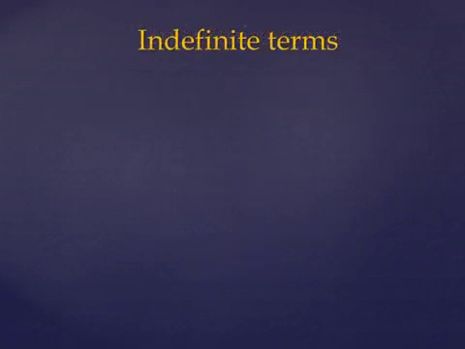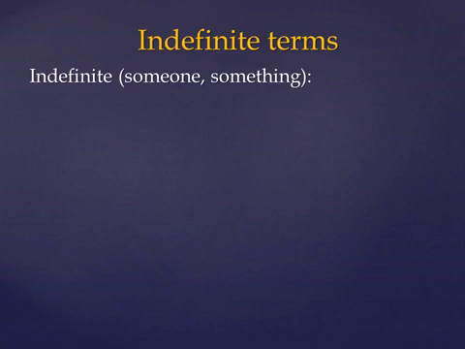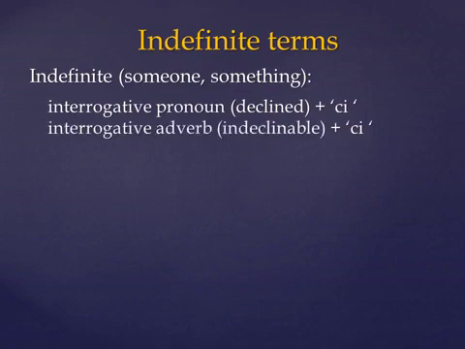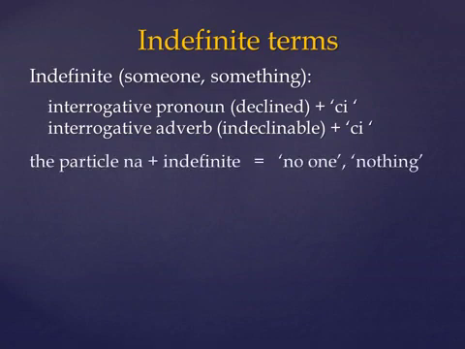So hopefully, indefinite terms in Pali don't present us with many problems. We've seen that indefinite pronouns, like someone or something in English, are created in Pali by combining the interrogative pronoun, which is declined, with the particle chi. And this is true too if the interrogative term is an adverb. Also, if the negative particle na is present in a sentence with an indefinite term, it can take the meaning of no one or nothing.